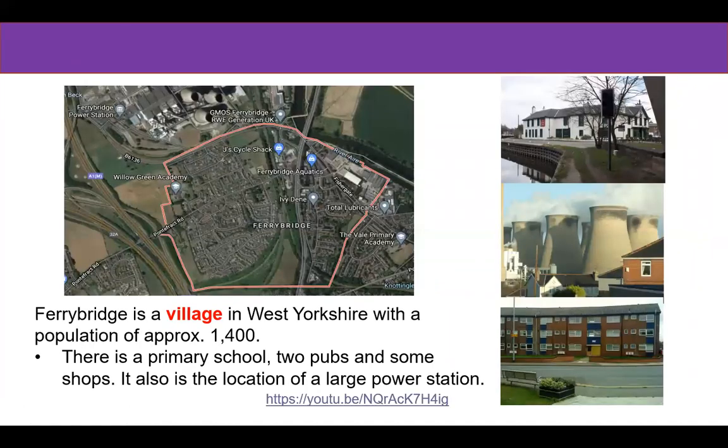So Ferrybridge is a small village in West Yorkshire with approximately 1,400 people. There's a primary school there, 2 pubs, a few small shops, and it's also the location of a large power station, where many of the locals possibly work.